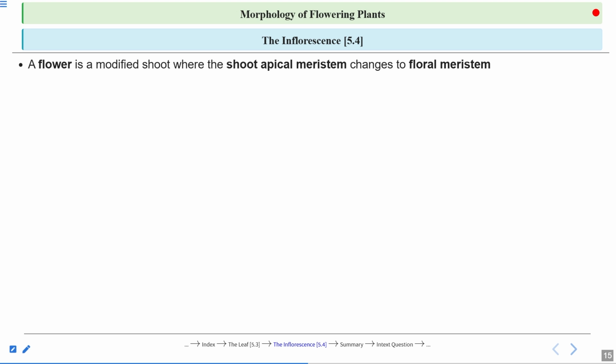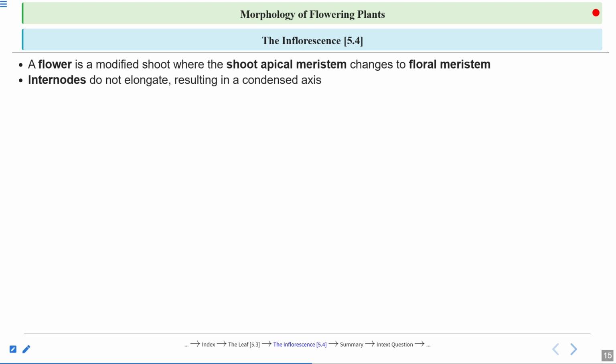Clear? So there are a lot of hormones involved in this process. Okay. So there is a hormone known as florigen. This helps to initiate the flowering. Flowering can also be induced by some other methods. Clear?